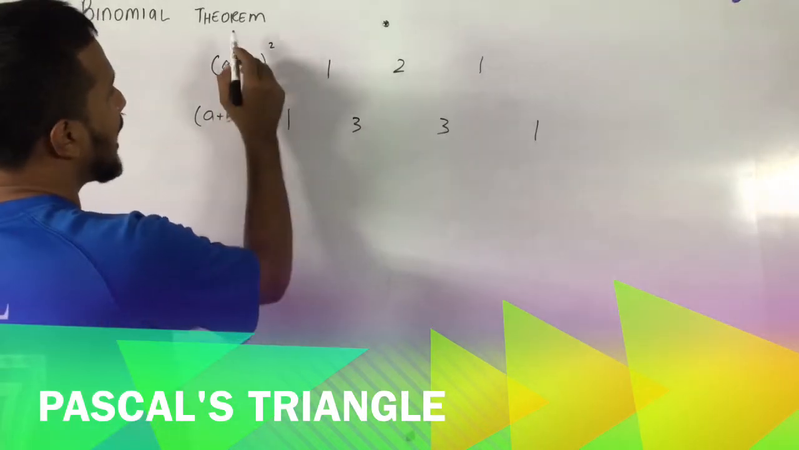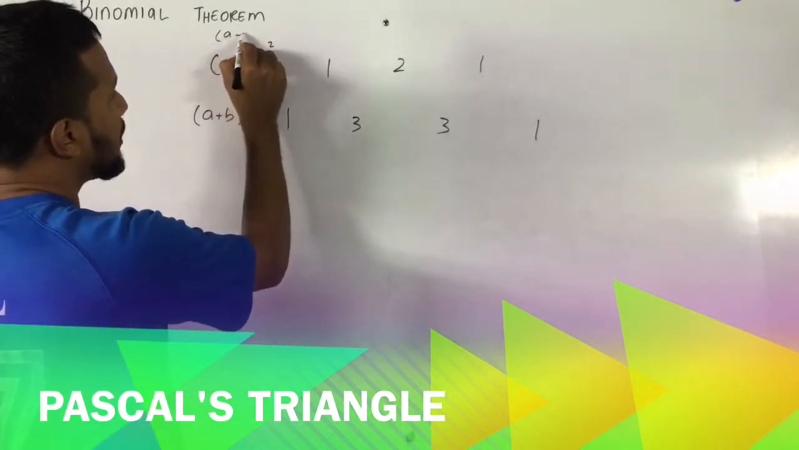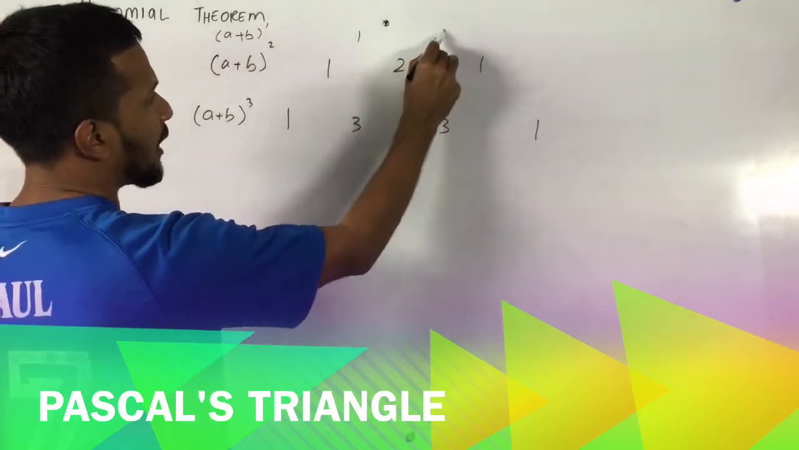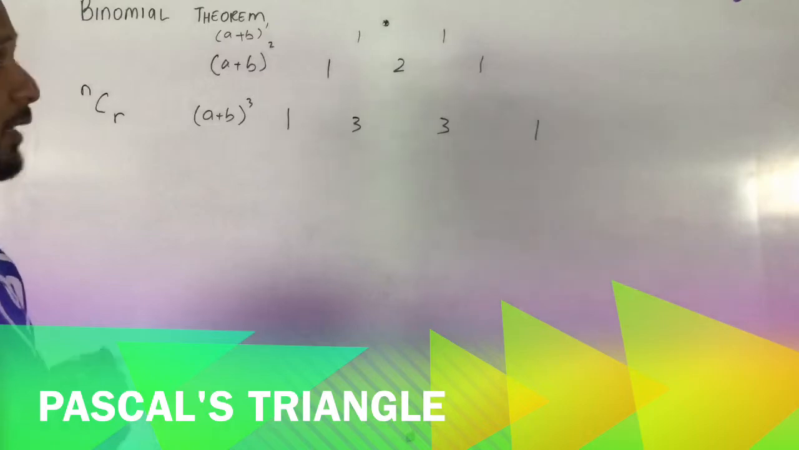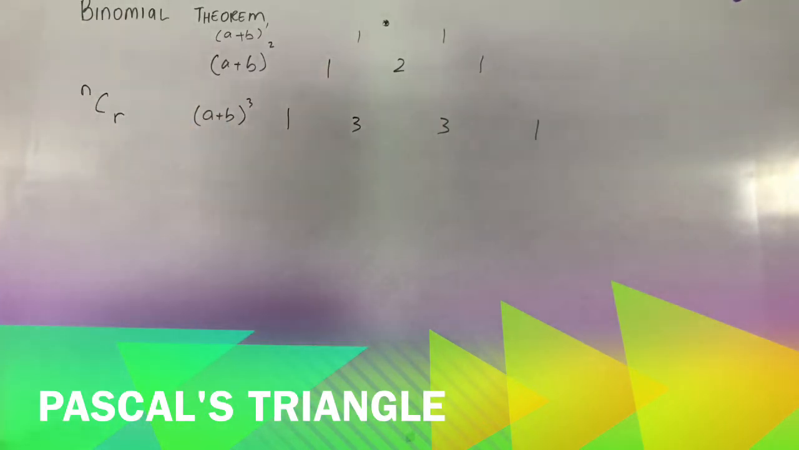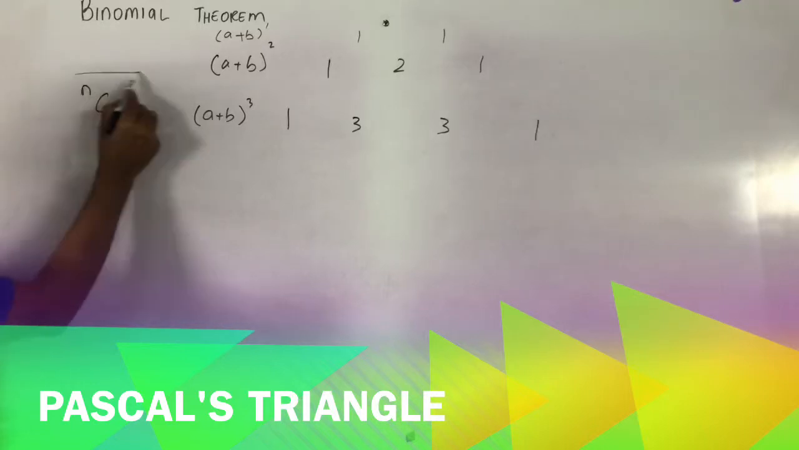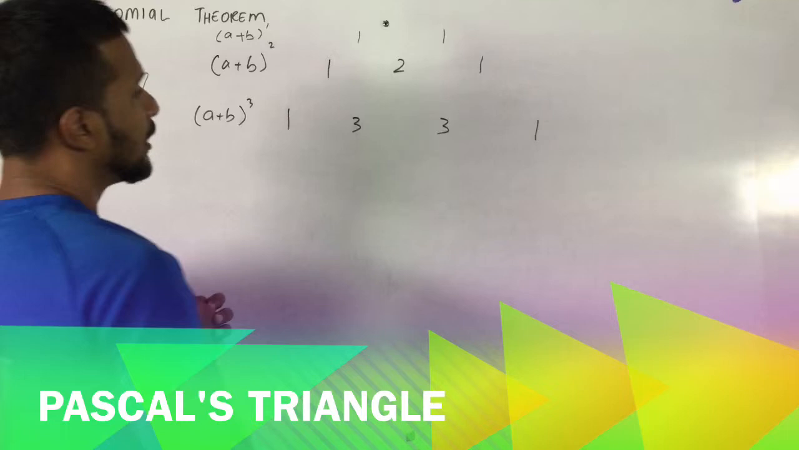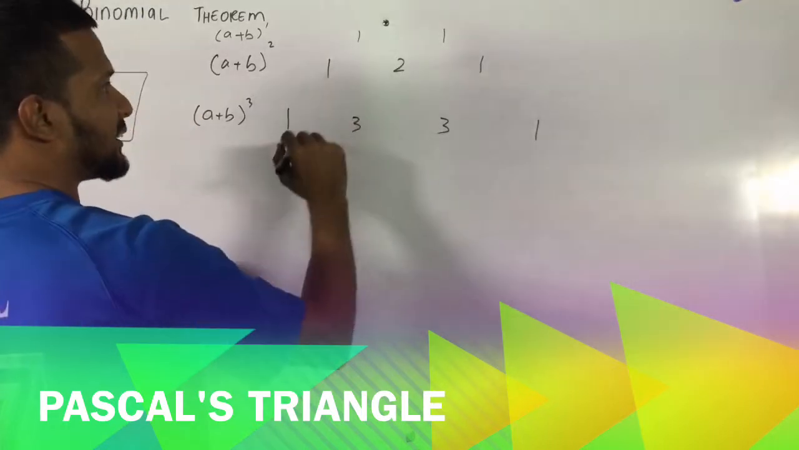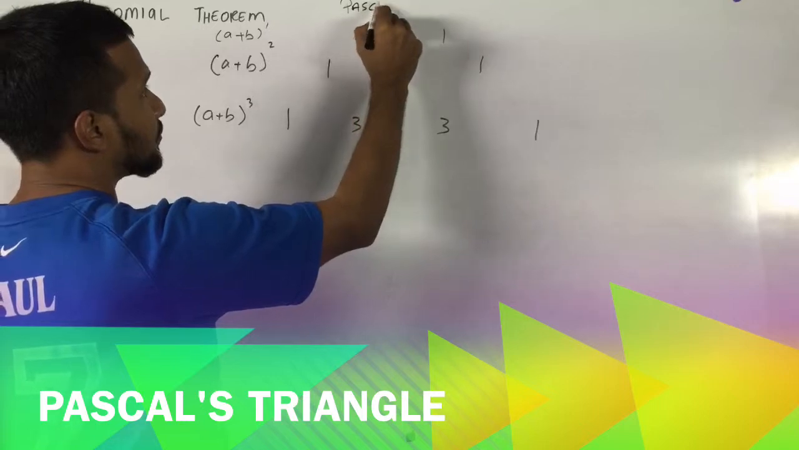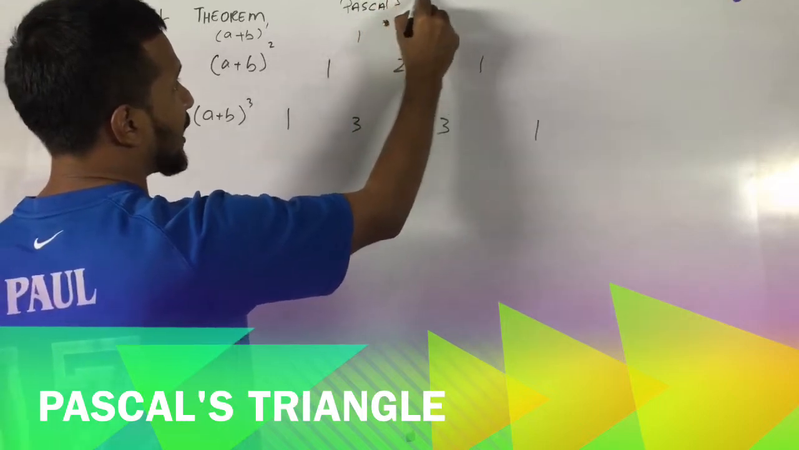Right? So if we had, let's squeeze in here, (a plus b) to the power of 1, then the coefficients will be 1 and 1. That's okay? What we're going to set up now is something called Pascal's triangle, and it's the first method of actually trying to work out these values. Okay? So let's take a look at how it sets up. So, Pascal's triangle.